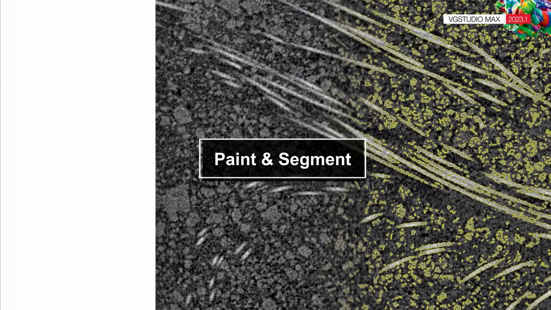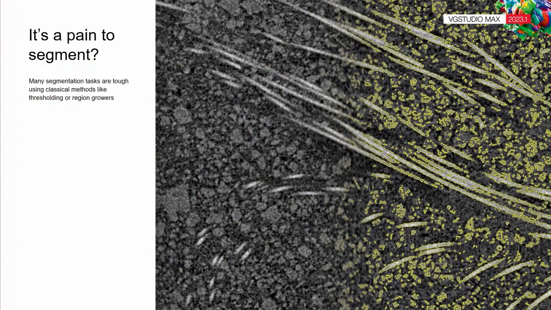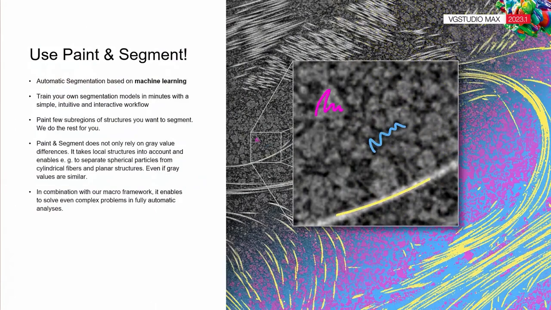Now it is all about machine learning-based segmentation. Segmentation tasks are often challenging, especially when using classical methods such as thresholding or region growing. But now we have a brand new segmentation tool for you that is based on machine learning and can be trained by simply painting the data. Say hello to Paint and Segment and let the machine do the work.